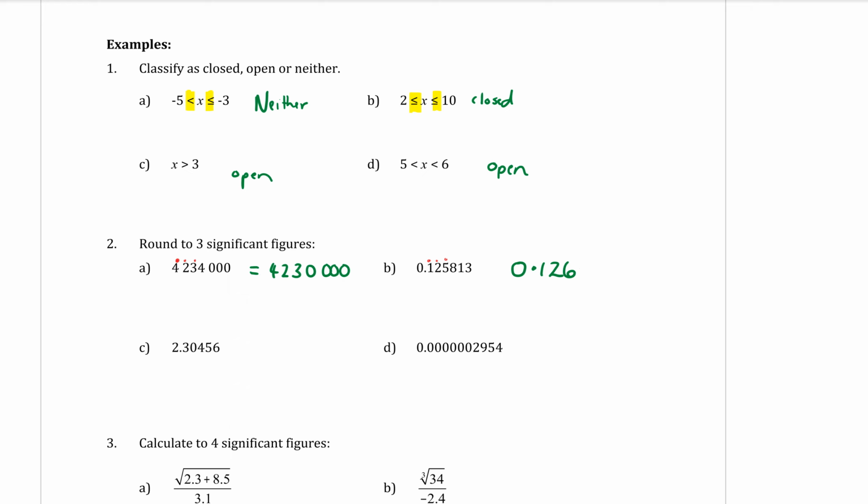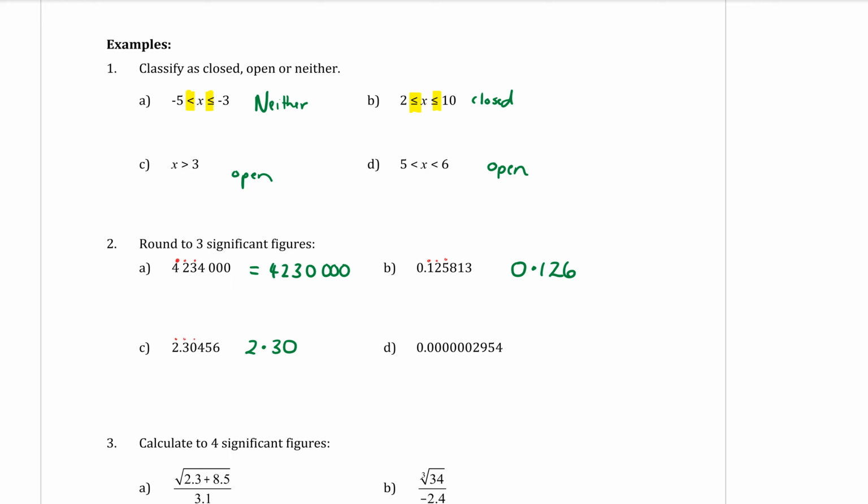Part C. Start counting from the left-hand side. The 2 I want, the 3 I want, and the 0, it's between other numbers, it is significant. Okay? So the next number is a 4, so it's going to round down. So I keep the 2, decimal point, keep the 3, keep the 0. I do need to keep that 0 because that's my third significant figure. Okay, 1, 2, 3, done.